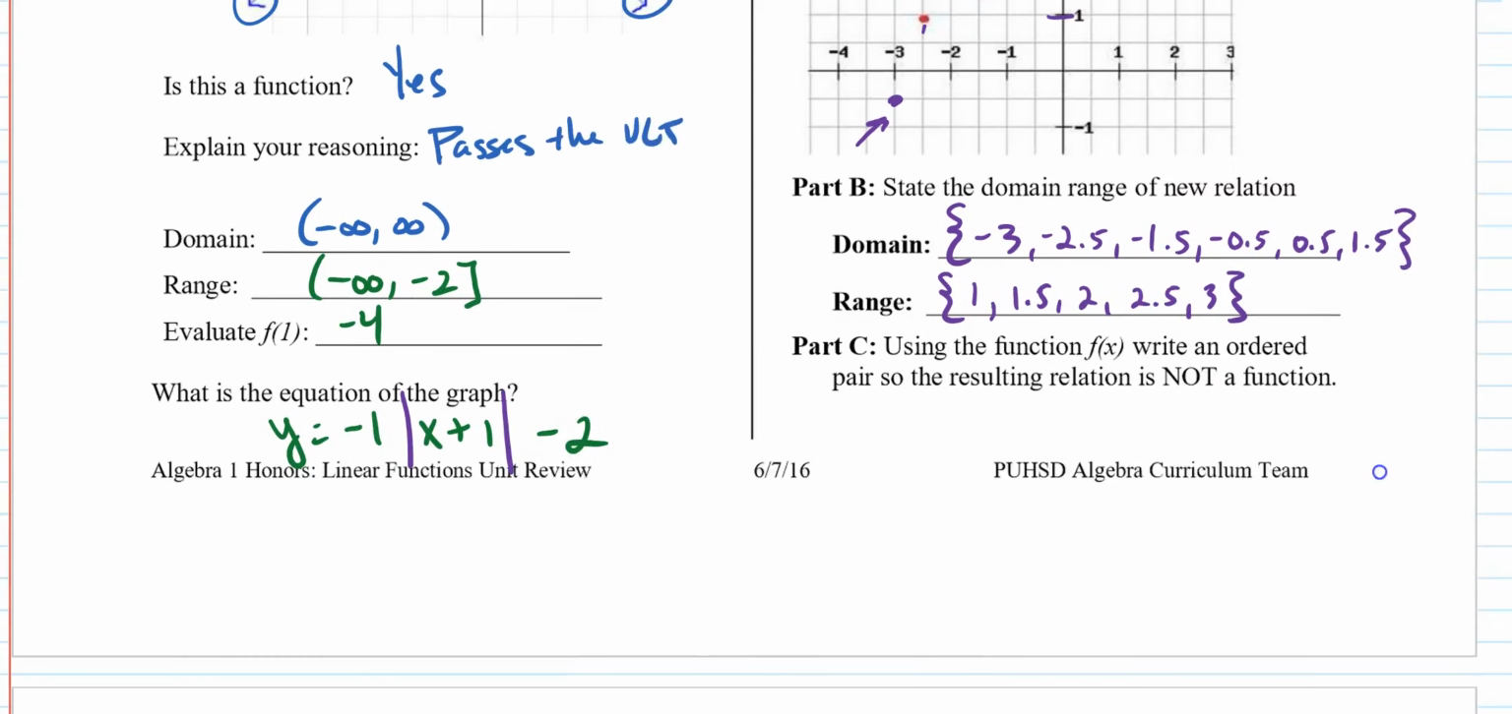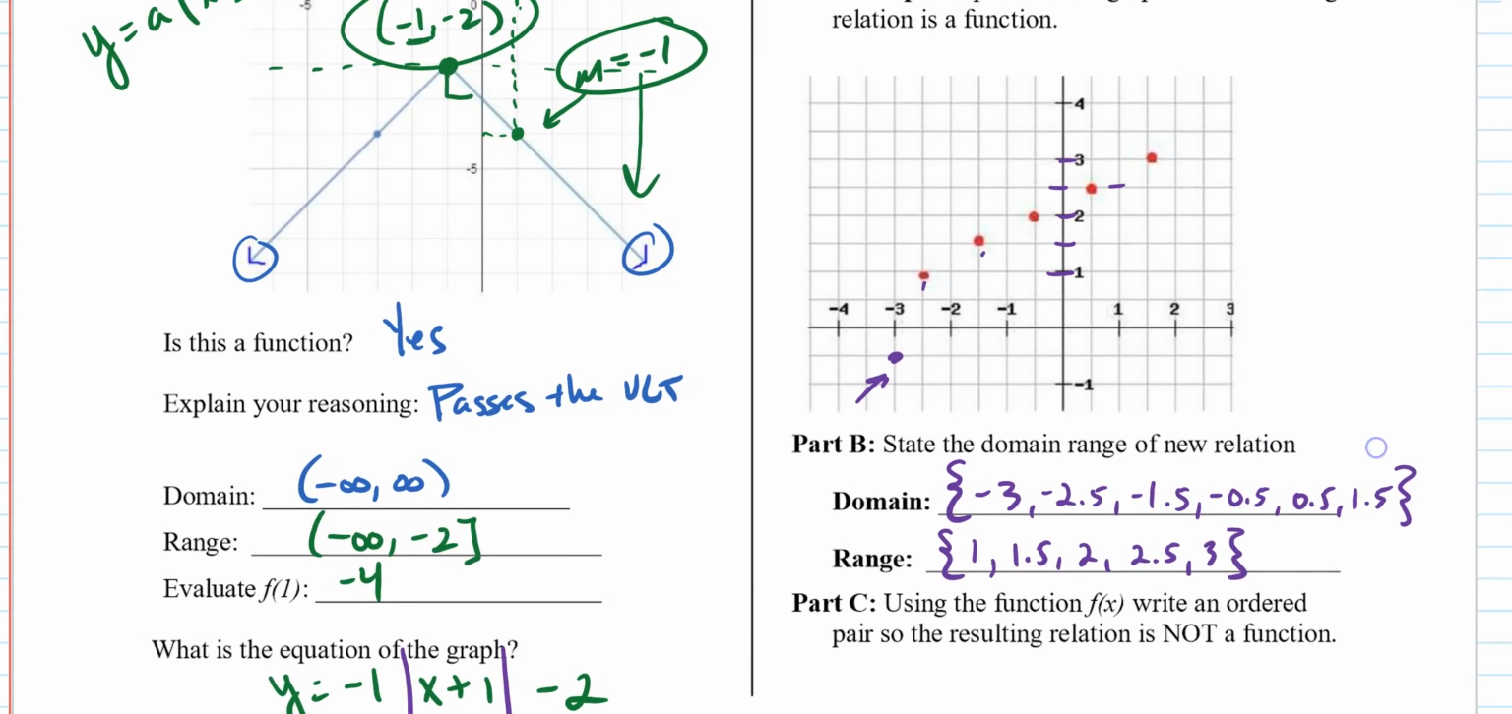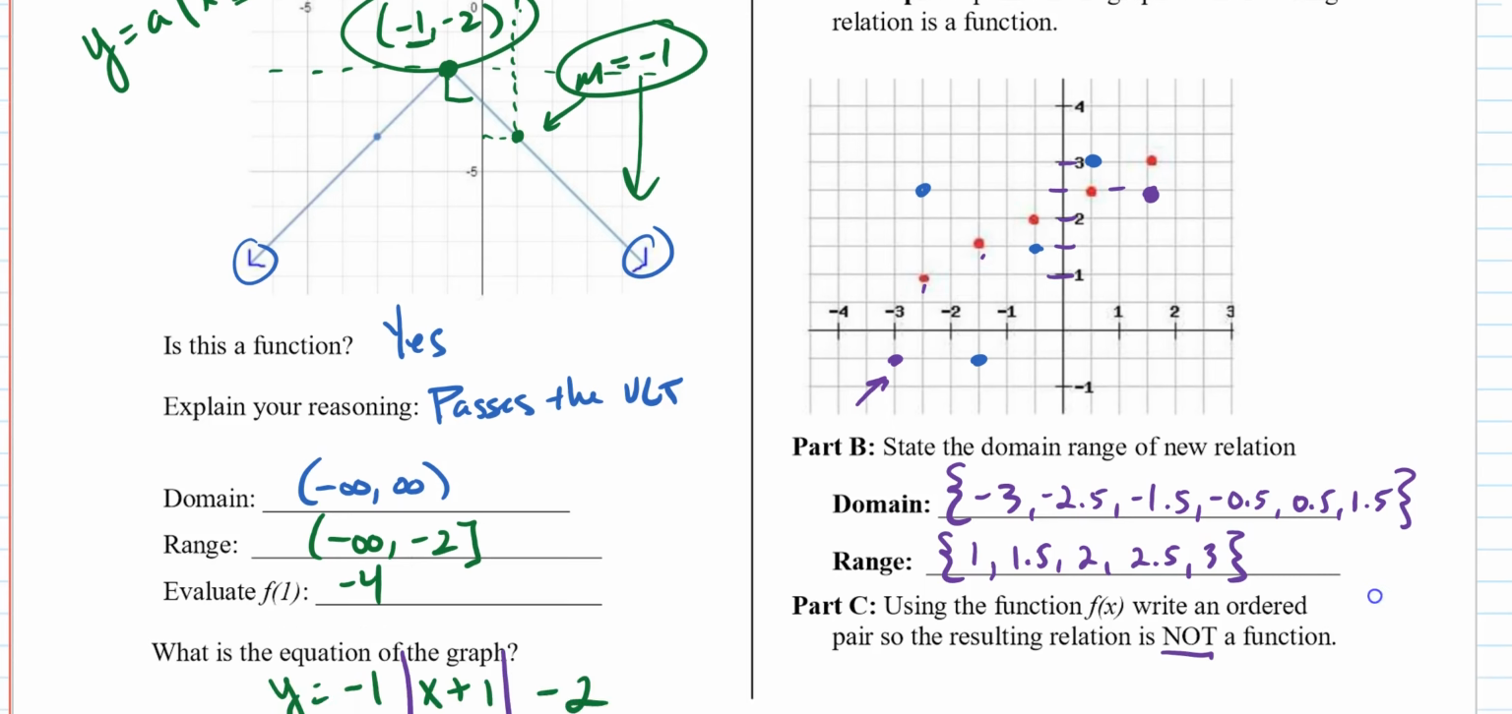And then part C, use the function right in ordered pairs so that the resulting relation is not a function. So we need to make this not pass the vertical line test. Well, the easiest thing to do is just take one of my points that already exist, put another dot right above it, right below it, anywhere on any of those dots. So I could put a dot here, one way down here, and all those points will not pass the vertical line test. And all I have to do is pick one of those and write the ordered pair.